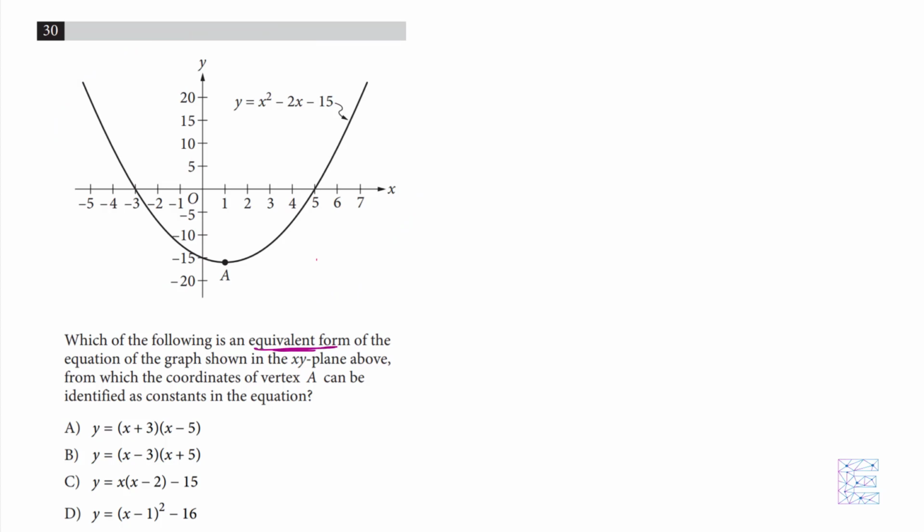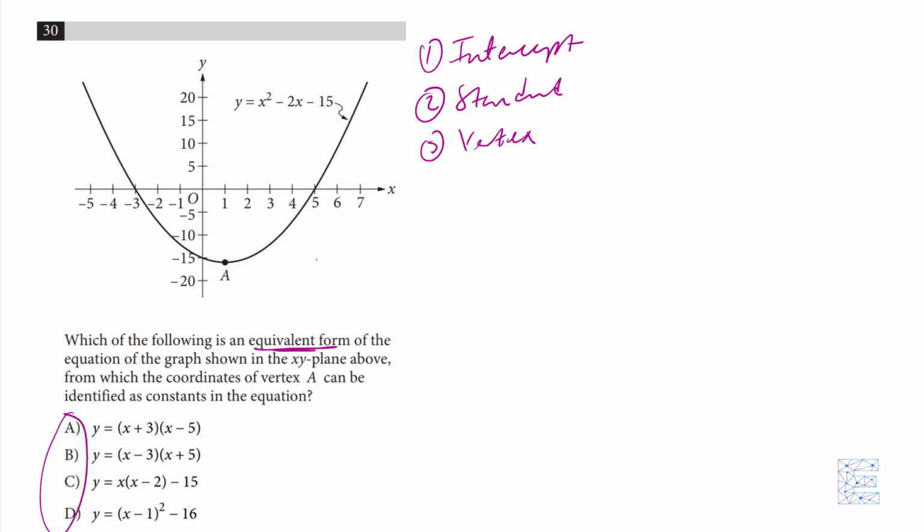So remember, this is a parabola, so this is a quadratic equation, and we can write quadratic equations in three different ways. One of them is intercept form, the second is standard form, and third but not least is the vertex form. When you look at the answer choices, it appears we have intercept, intercept, and a mix of stuff that's kind of weird looking. And this one over here, D, is our vertex form. So let's try to use our knowledge and come up with an equation.